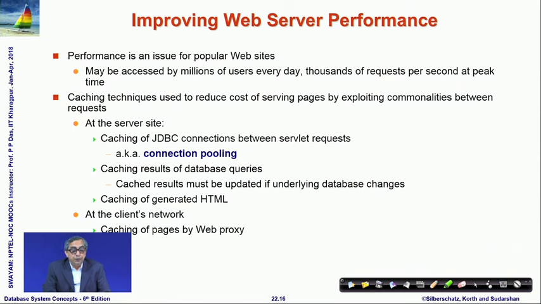And to improve performance, there are different kinds of techniques that can be used. The significant one of them is called caching. Caching is nothing but, if you expect two requests to be similar, so that their results would be similar, then after the first request, besides sending the response back, you actually keep a local copy of that, so that if a similar request comes in future, you do not recompute it, you can just send that cached copy. So, it can be done in terms of a variety of things, such as JDBC connections, called connection pooling. It can be done in terms of database queries, caching of generated HTML, and so on. It can be done at the client's network side also by caching pages by a web proxy.